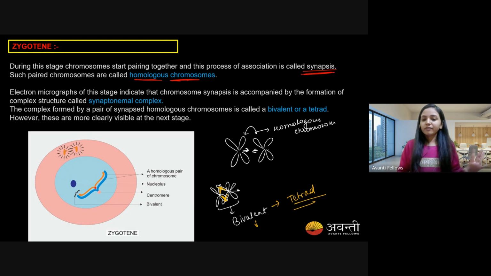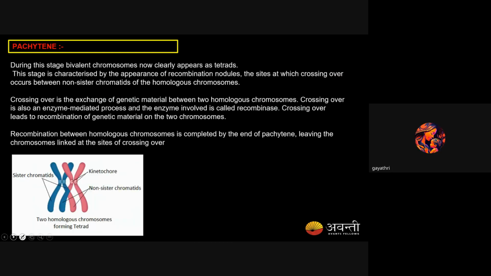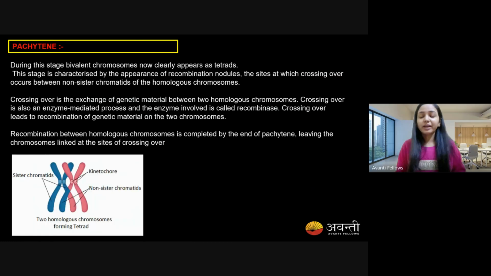Okay? After finishing the zygotene, they will enter into which phase? Pachytene. In the pachytene stage, in the last stage, we were making bivalent or tetrad. In the pachytene stage, these bivalent or tetrad start appearing clearly. We can see bivalent or tetrads under electron microscope. ठीक है, you can see in the diagram also.